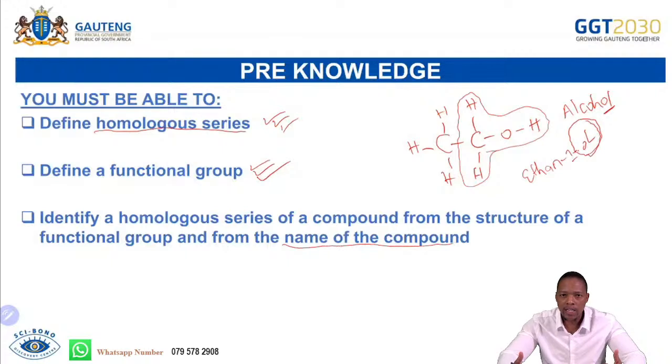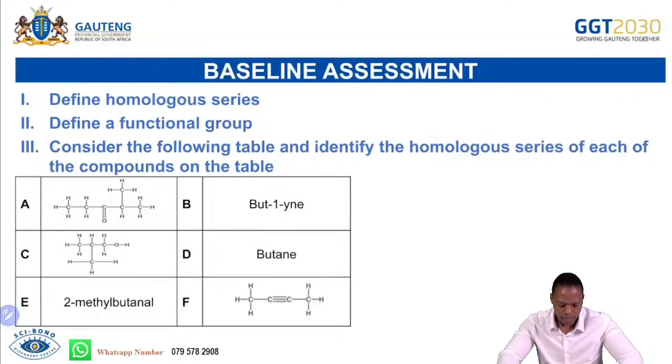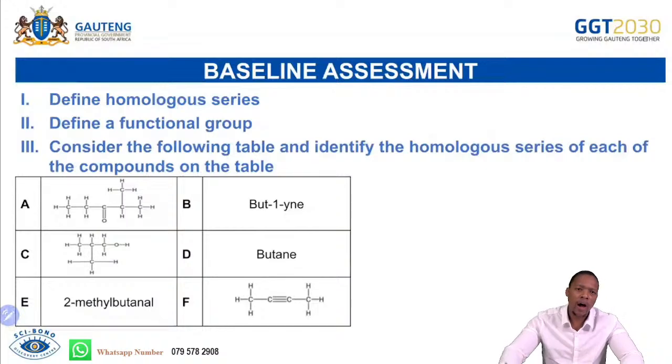So how am I identifying these homologous series? By looking at the structure of the functional group, or by looking at the name, specifically the name ending. The name ending will be the one that always tells you to which homologous series a certain compound belongs. So these are the things that you must be able to do as we embark on this lesson for today. Okay, so let's give you some questions that you can answer quickly as we go along to see if you are able to do that.